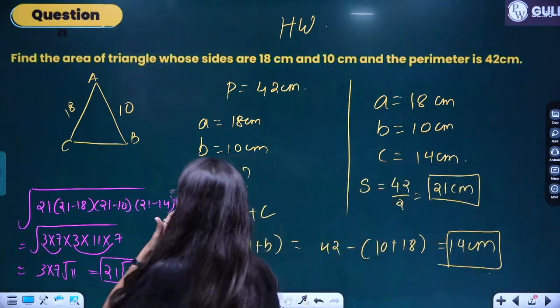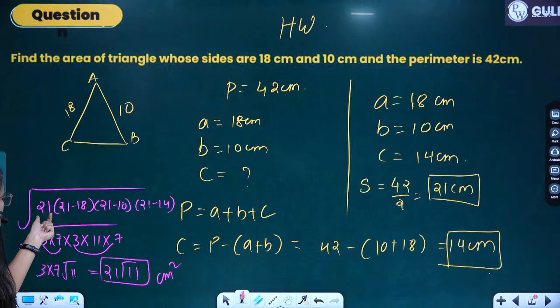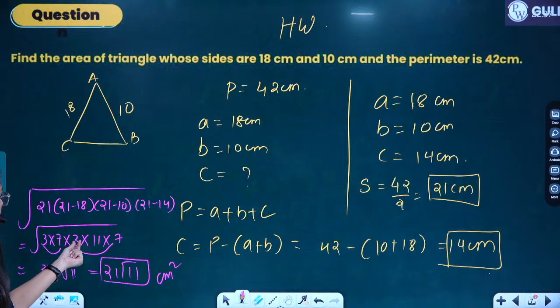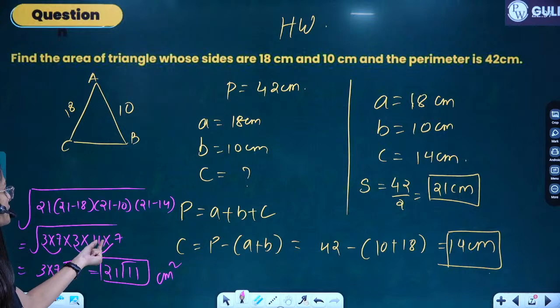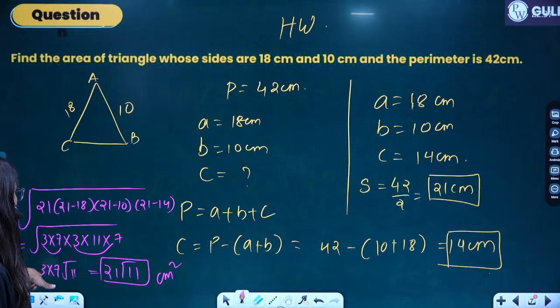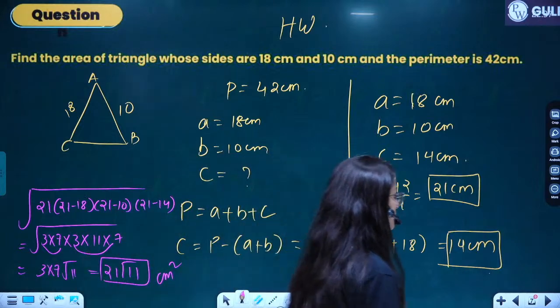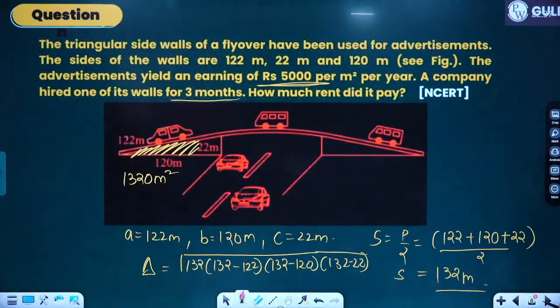21 into root 22, how is it possible? 21 you got. Even you got 21 minus 18, it's 3. Here I've written 3. 7 minus 10, it's 11. 7. So one pair of 3 sevens goes out of the bracket of the root. You have 7. Your answer.